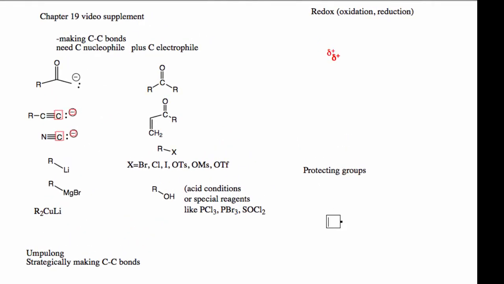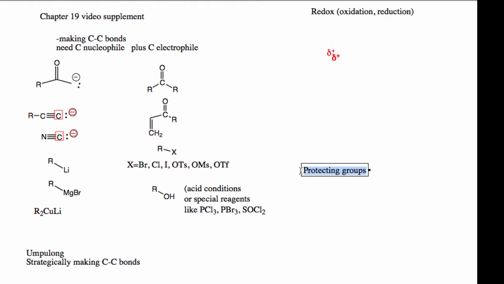Chapter 19 has three major components to it. It has a section on strategically making carbon-carbon bonds. It has a section on redox reactions, including a bunch of review reactions and a few new ones, and a section on protecting groups using the types of reactions we've already seen.